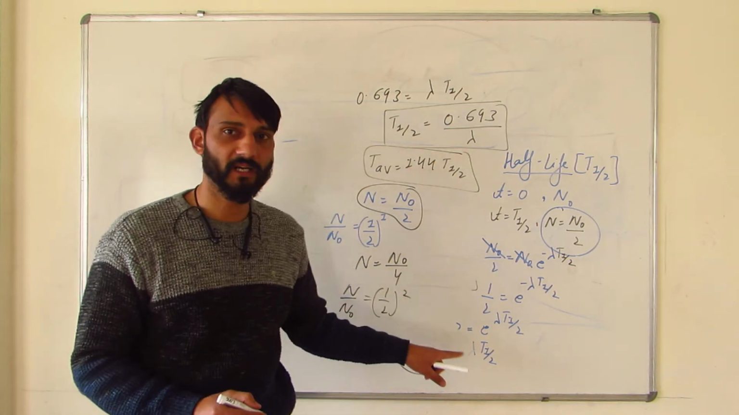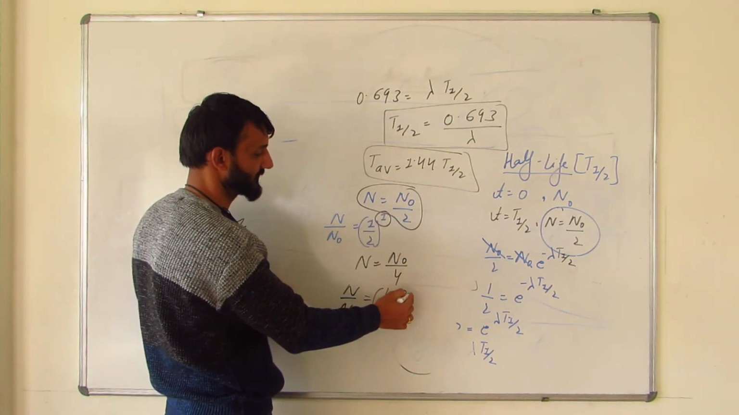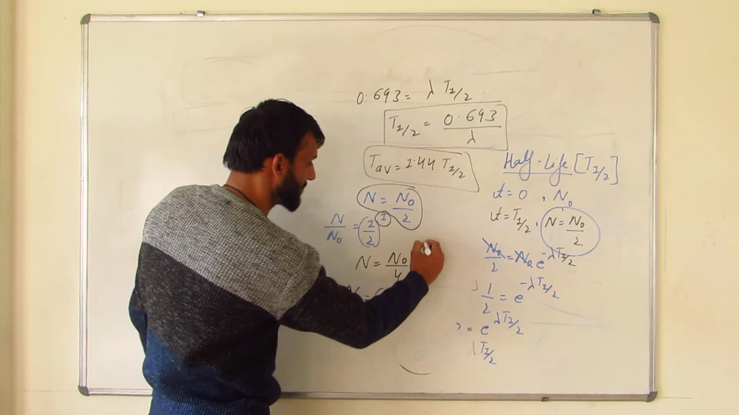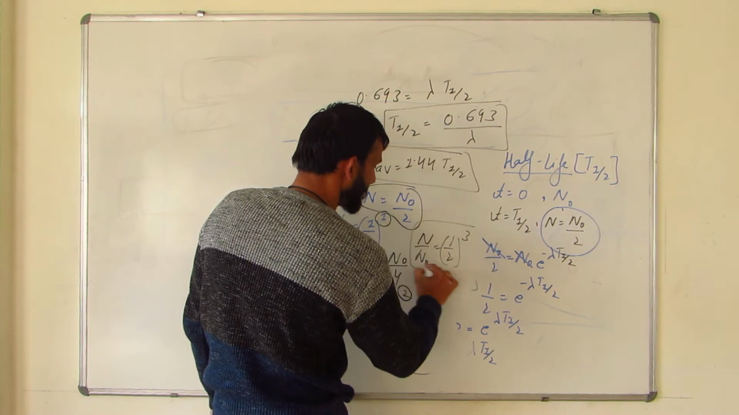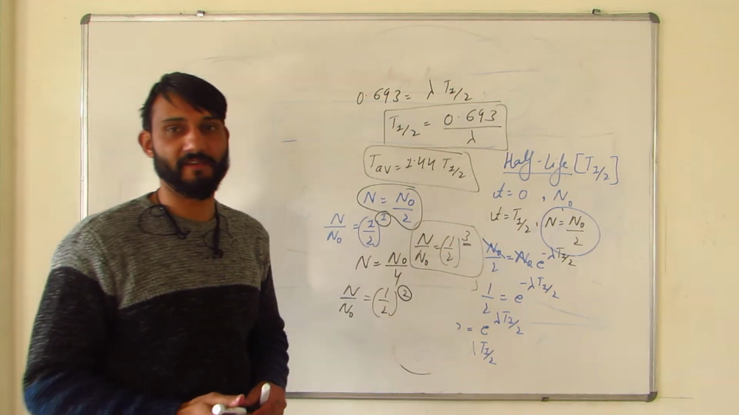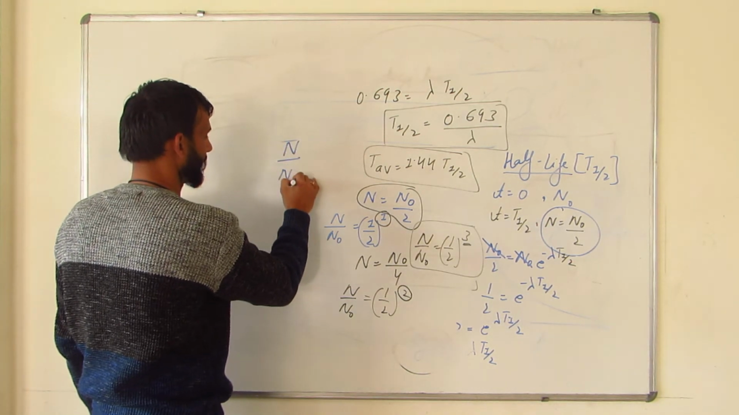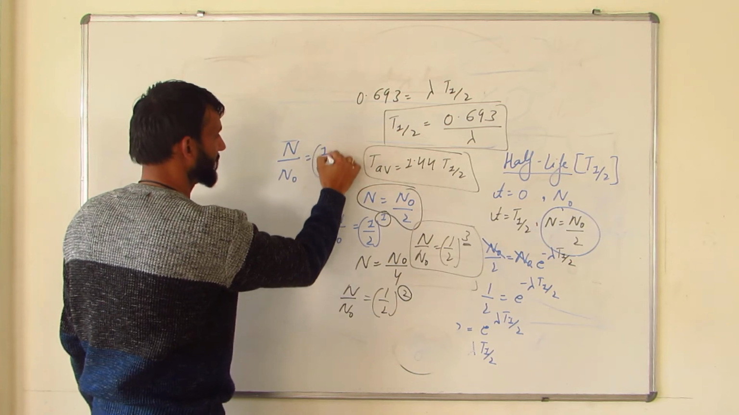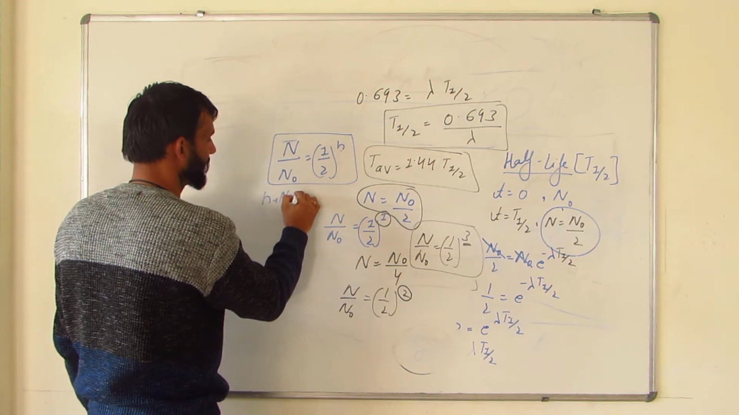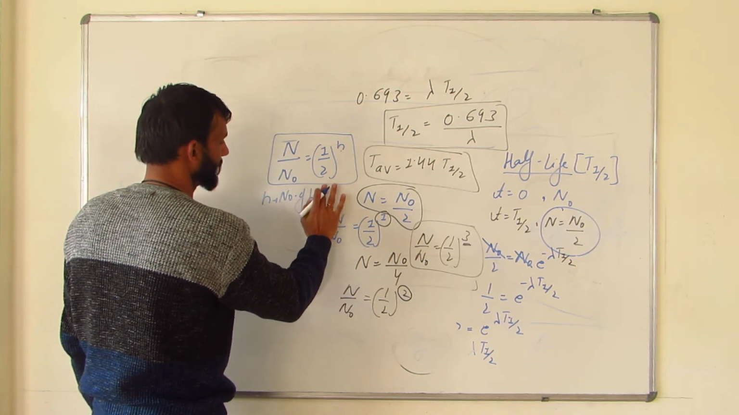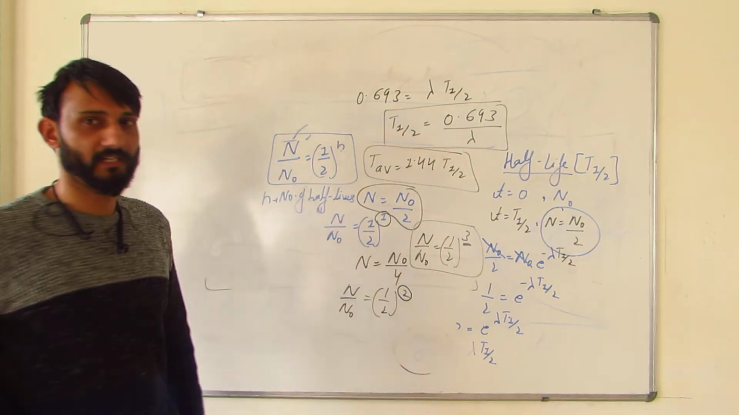Now see, how many half-lives have happened? 1. How many? 2. If three half-lives happened, what will be the relation? N by N naught is equal to half to the power 3. So basically I am getting the number of half-lives, and if I summarize this whole expression, I can write it like this: N by N naught is equal to half to the power n. Now what is this n? n is nothing but the number of half-lives. This relation is also an important relation.